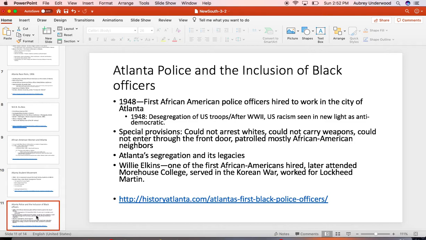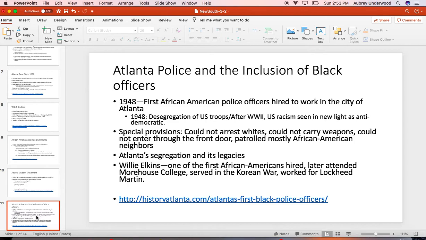Hiring the first Black police officers also came with specific restrictions: these officers could not arrest whites, they could not carry weapons, they could not enter through the front door, and were only stationed in predominantly African American neighborhoods. They won't have cars. They will be regulated and relegated.